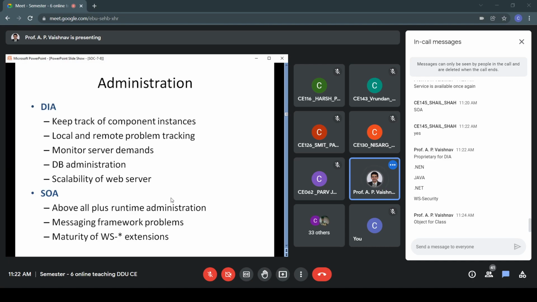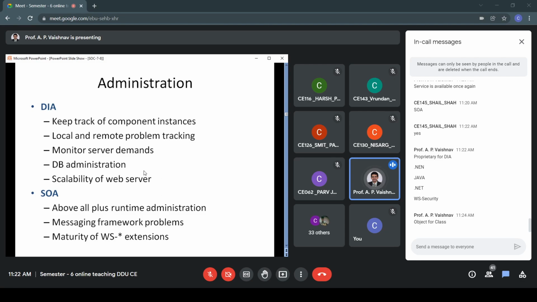Local problem means these problems are occurring at the client side, right? And the remote problem means the problem occurring on the server side, right? So we have to keep track of both kinds of issues, and we should be able to find solutions to both the issues, right? So that is the concept of local and remote problem tracking.